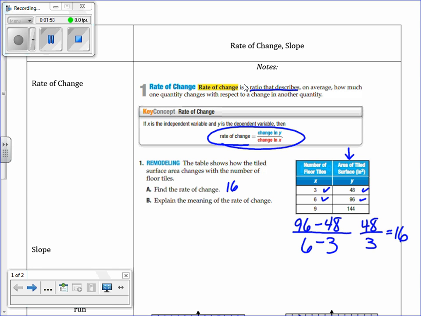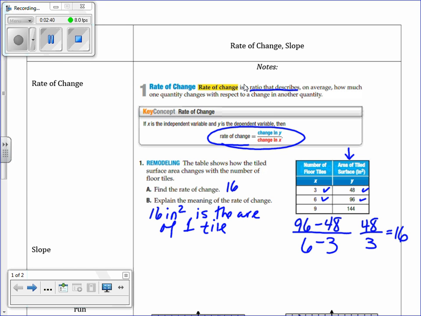Now the meaning of rate of change: what this means is that 16 square inches of surface is tiled for each floor tile that is used. Okay, so the number of tiles, the area tiled. So each tile basically is 16 square inches. 16 square inches is the area of one tile. All right, it's almost like a unit rate is what this is telling us, okay?